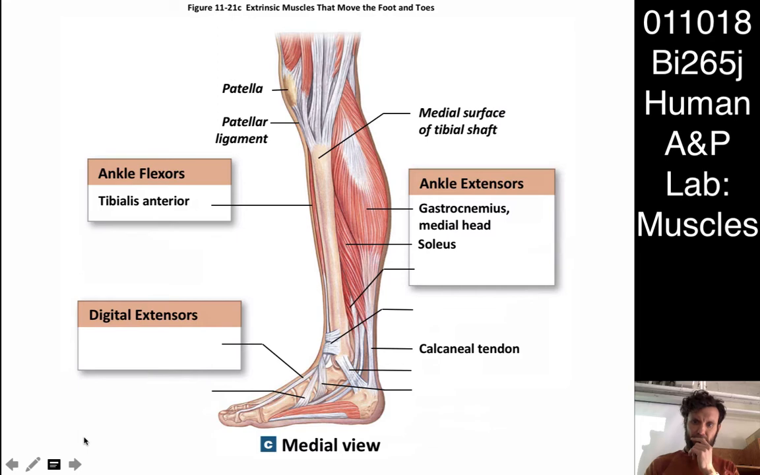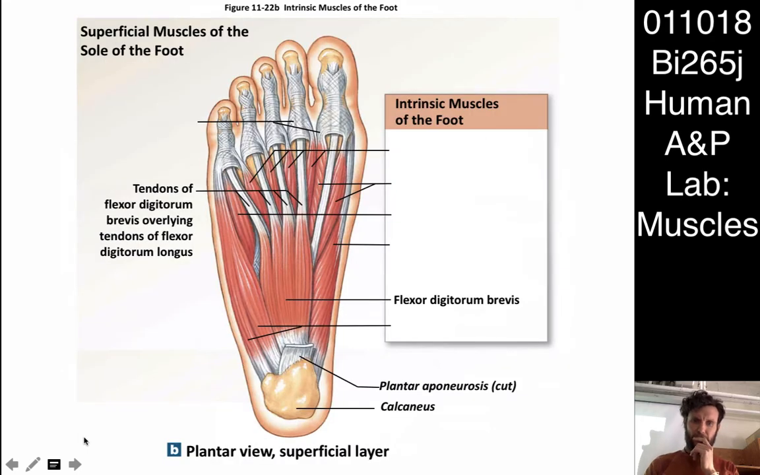This is all redundant on the medial side. And the only other muscle is the flexor digitorum brevis. It's the muscle right on the superficial aspect of the sole of your foot. Okay, that's it.